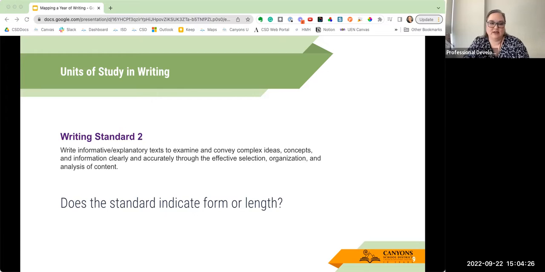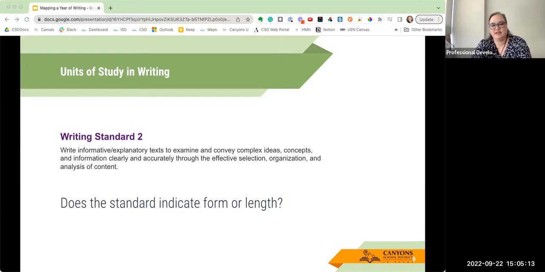So if we look at this writing standard, it's informational writing. Does this standard indicate form or length in it? So when I read it, it says, write information explanatory texts to examine and convey complex ideas, concept, and information clearly and accurately through the effective selection, organization, and analysis of content. So does this have to be an essay? Does this have to be a 5-paragraph essay? Could this be an infographic? Could it be a script for a public service announcement? Could this be a commercial?